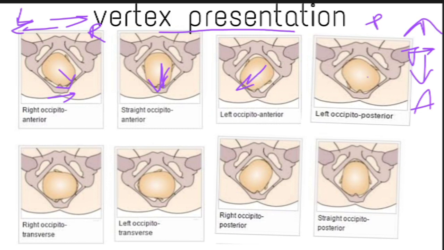Left occipito anterior. Left occipito posterior, it's facing upwards, left side. Right occipito posterior: the baby is facing right side and it's facing upwards. Straight occipito posterior. And here right occipito transverse, left occipito transverse. These are the positions that are seen in the vertex presentation.